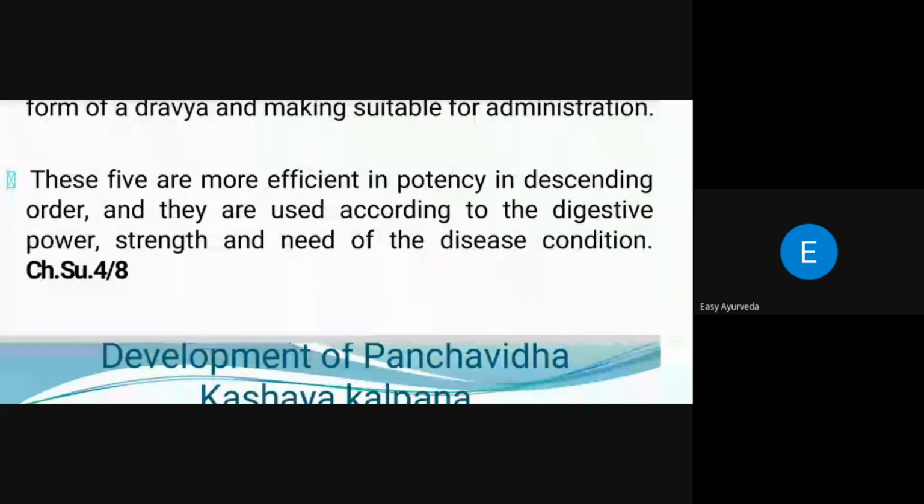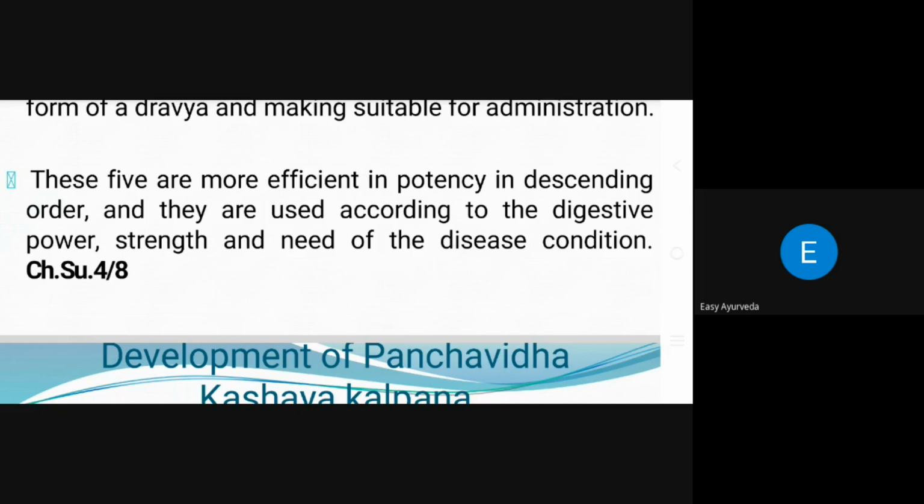They all have higher potency coming down to lower potency, and they are used according to the digestive power, strength, and the need of the disease condition. So in Charaka Samhita Sutrasthana, there is a shloka that is going to be quoted for how we have to adopt these formulations.